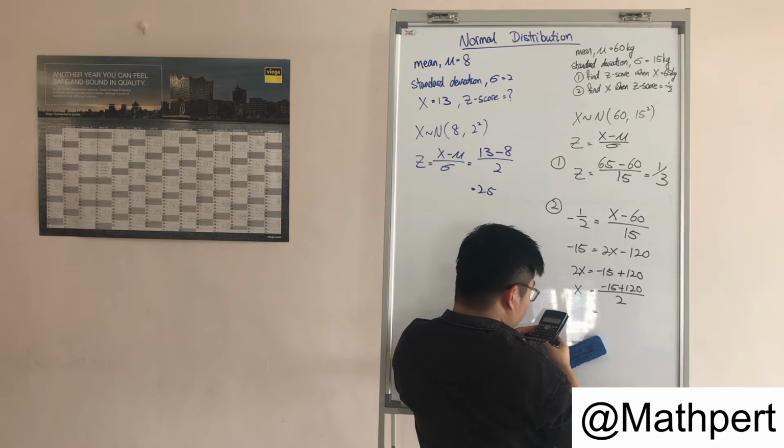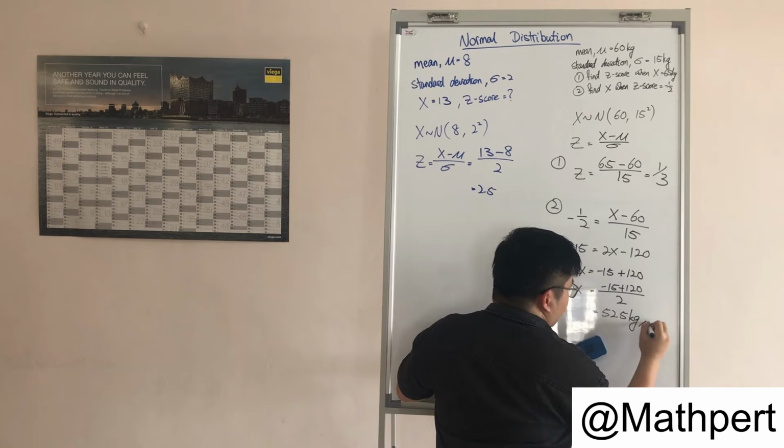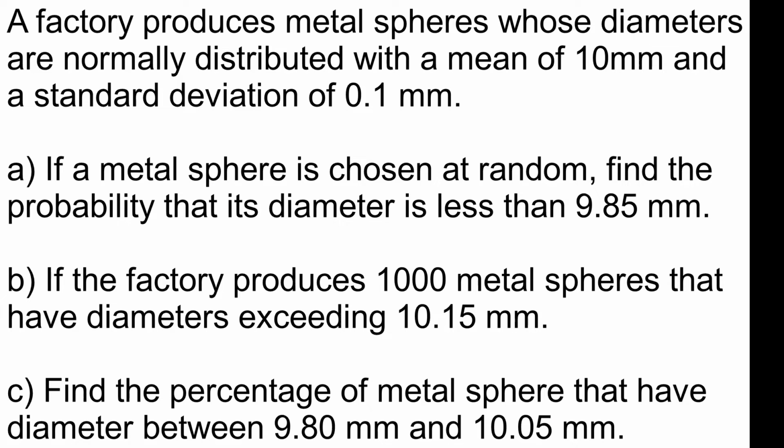Minus 15 plus 120 divided by 2. We get 52.5 kg. Okay, now let's take a look at these questions.